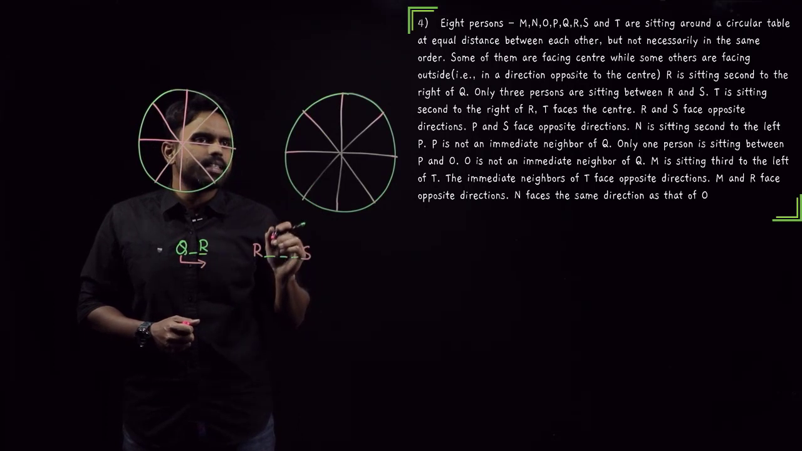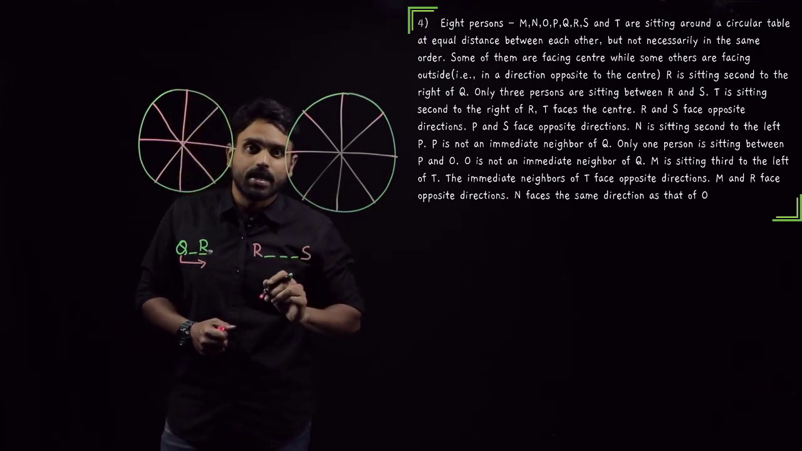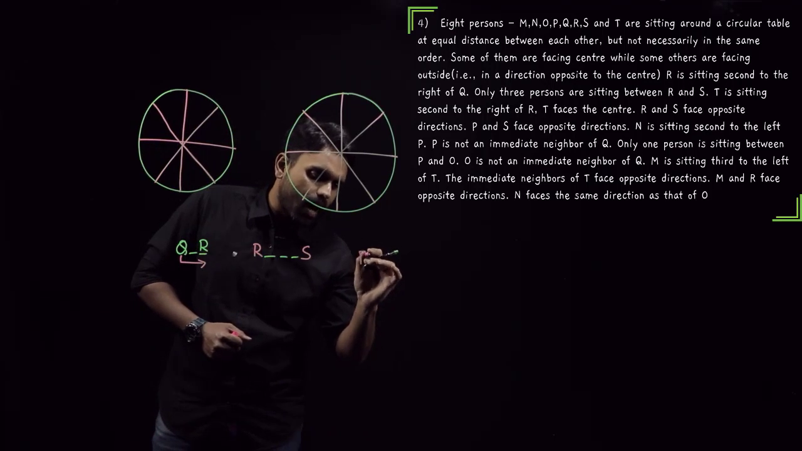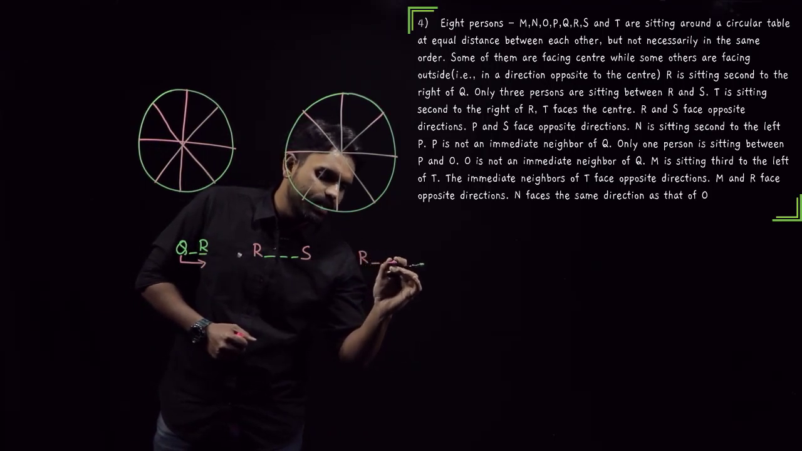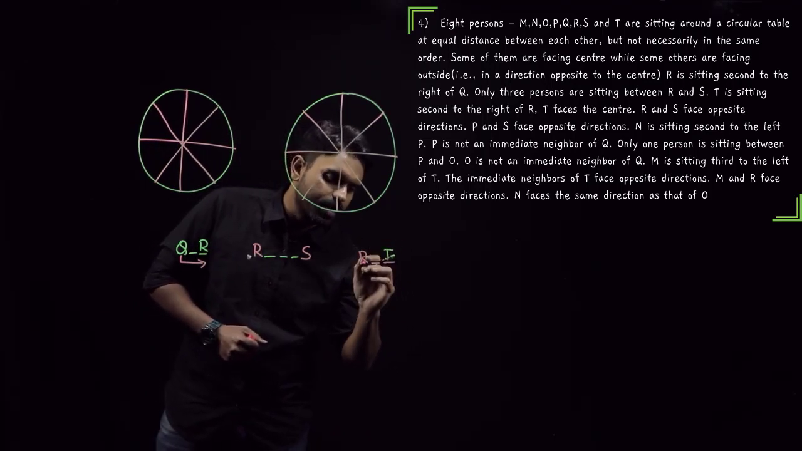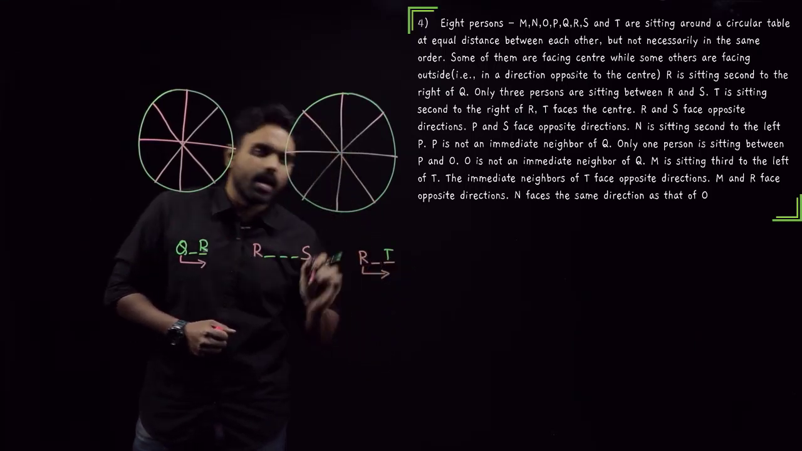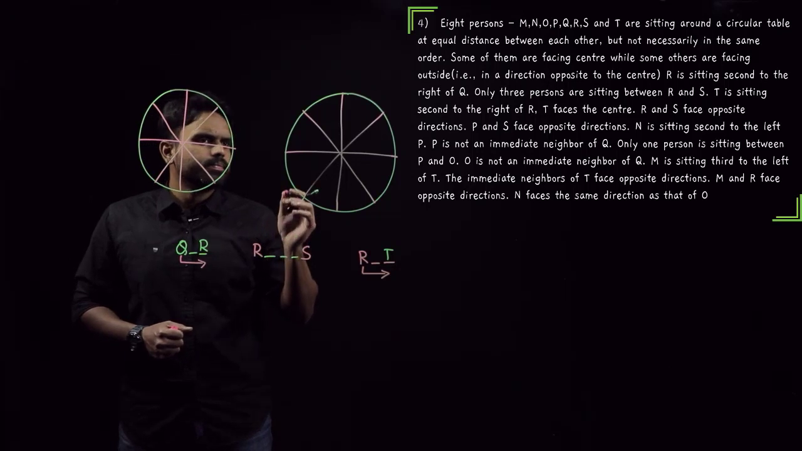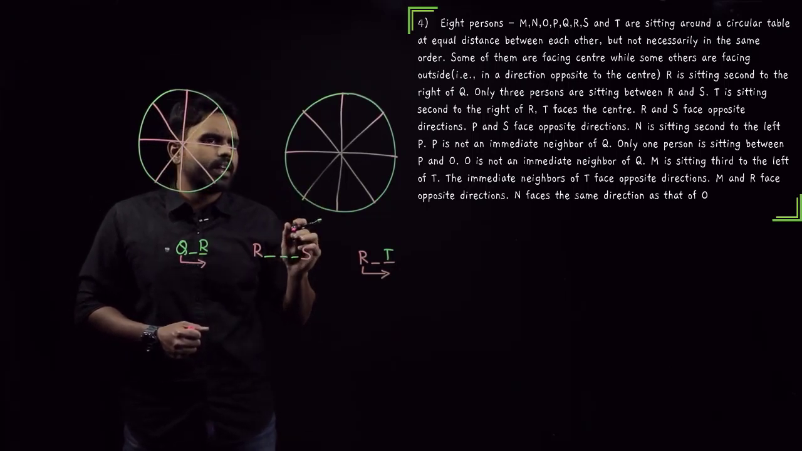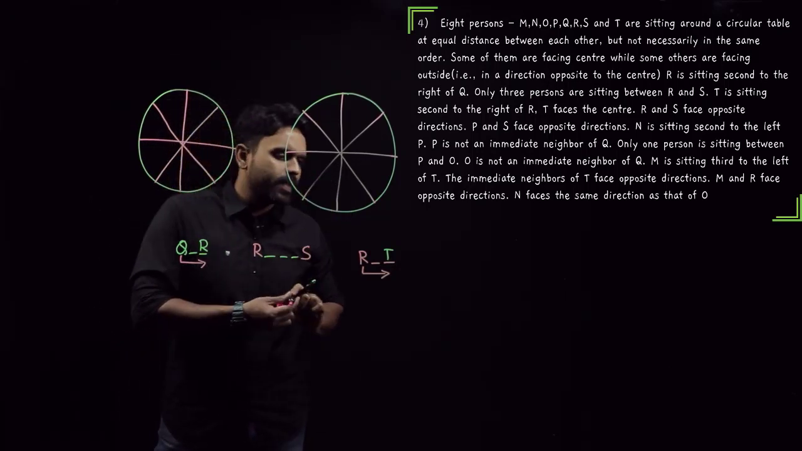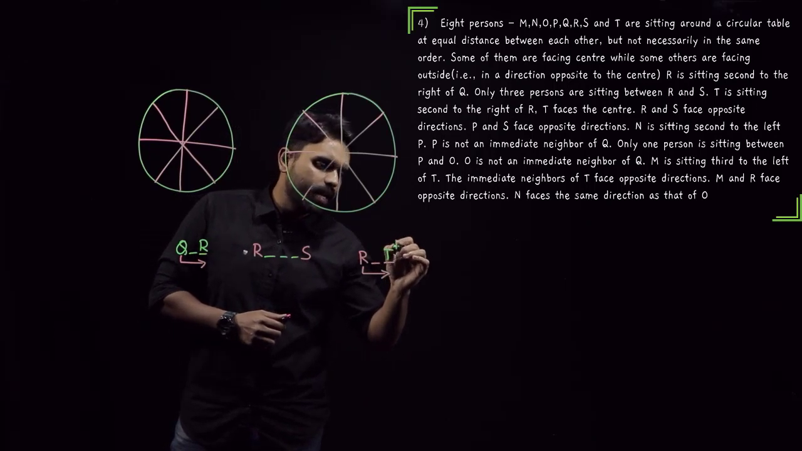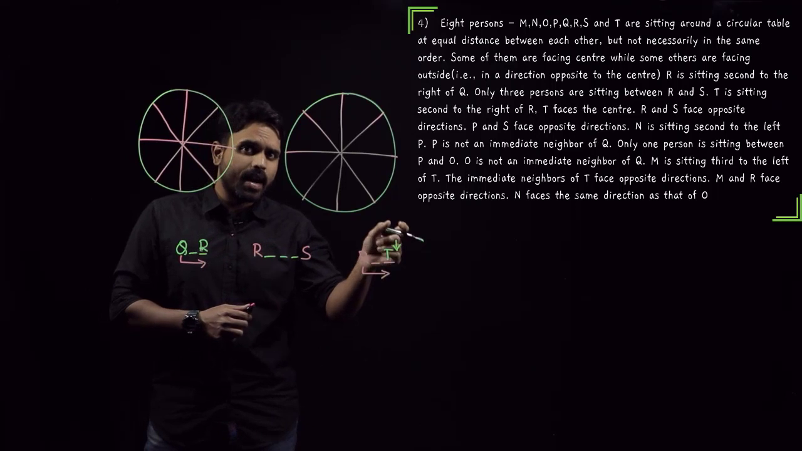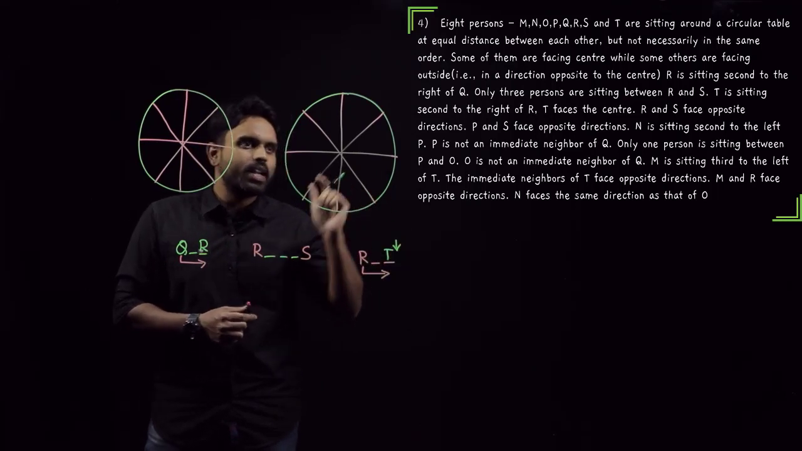Next, T is sitting second to the right of R. To the right of R, first to the right, second to the right. Who is here? T is here, right of R. I'm denoting it with the arrow marker. Next thing, T faces the center. I am pointing it with an arrow pointing in the center, and T is facing the center. So let's move ahead.